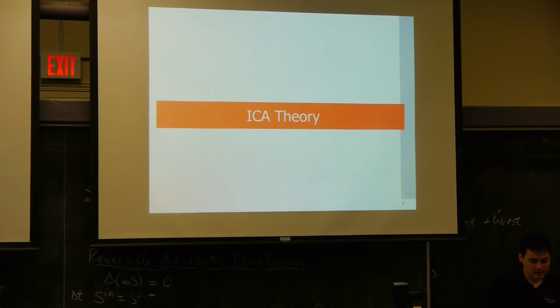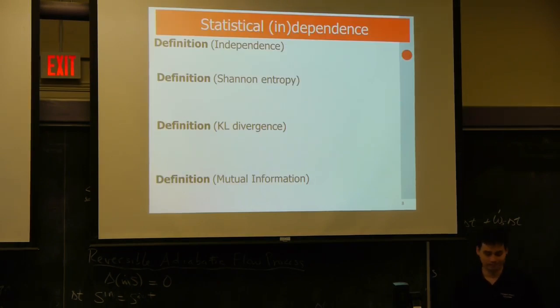Okay, so we will need a couple of theoretical statements. So first is what we mean by independence in this case. So we had independent sources, we mix them, and we want to demix them, right? That's our plan. What do we mean by independence?